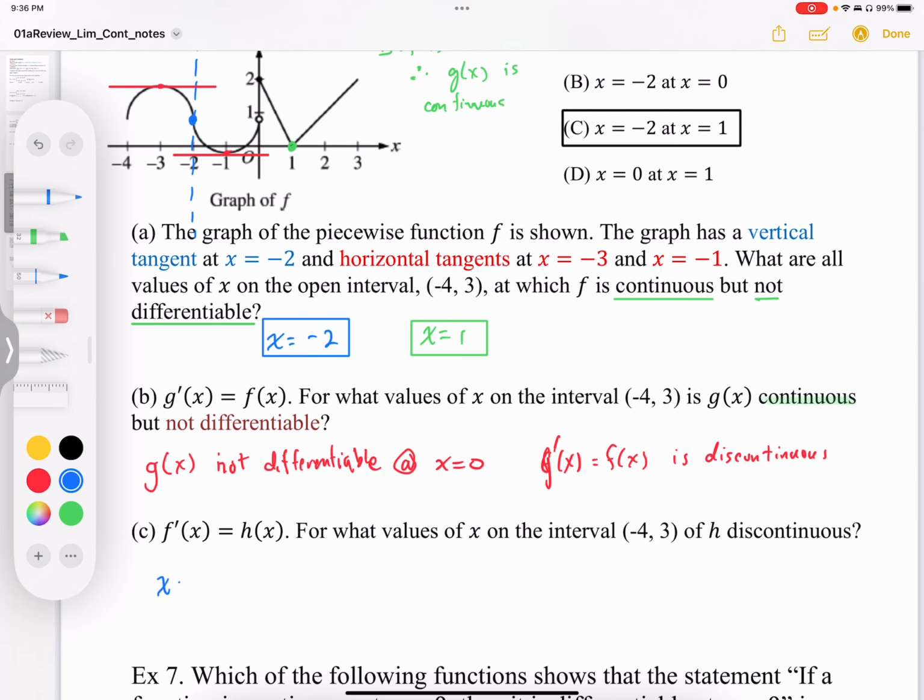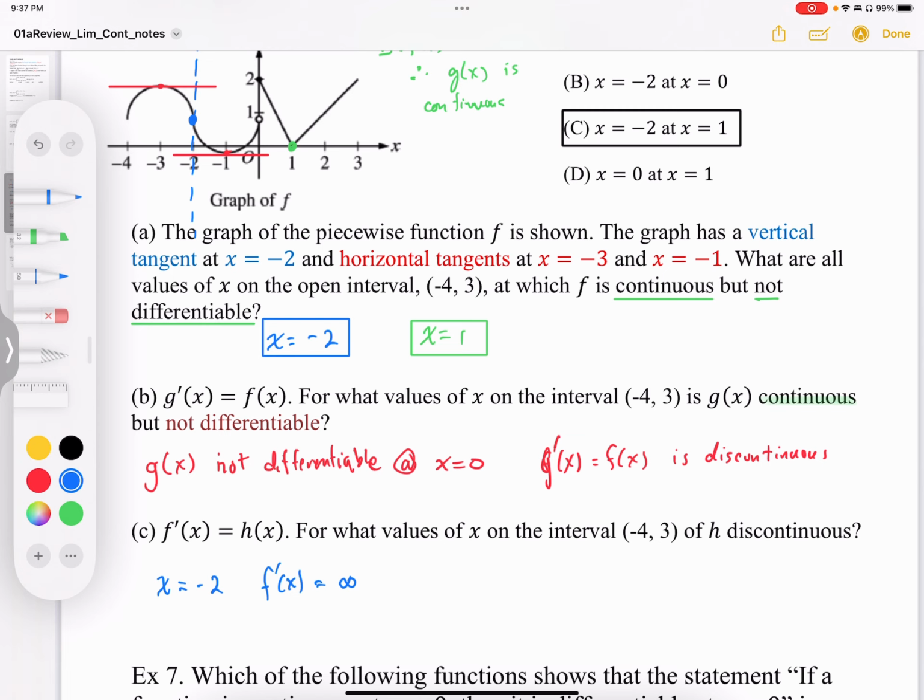So when x is equal to -2, f prime is infinite. Okay, it's a vertical tangent, so the graph is discontinuous because on one side we're going to have an asymptote there. So we're going to have a discontinuity based on the asymptote.